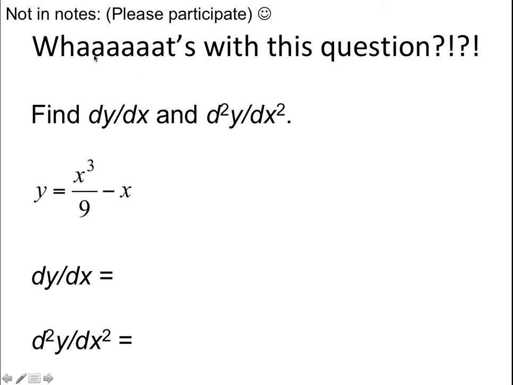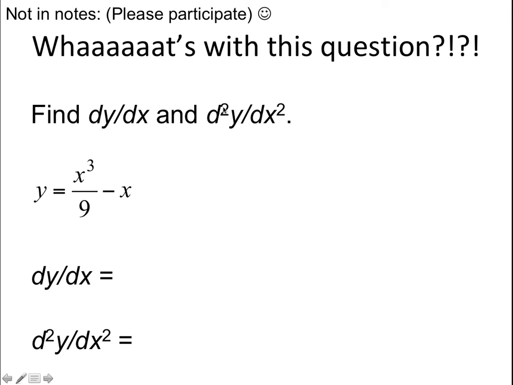So let's start off with, this is not in your notes, but let's just start off looking at this question here. So I have this question, and it's kind of a weird statement. So we've got to figure out what this exactly means. So we're kind of trying to figure out what's with this question and what is it asking. So we know that this is asking you to calculate the derivative. This is asking you to calculate the second derivative, or the derivative of the derivative.